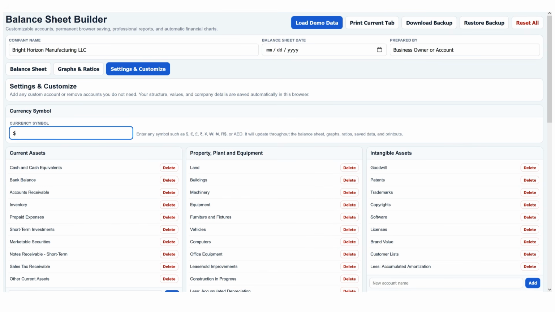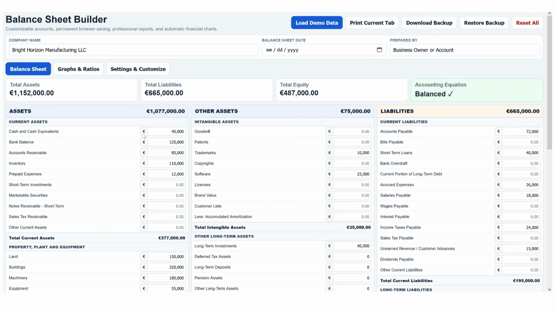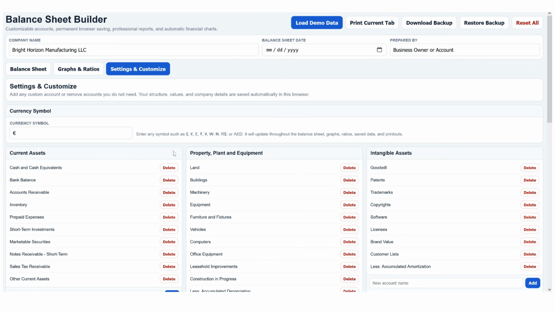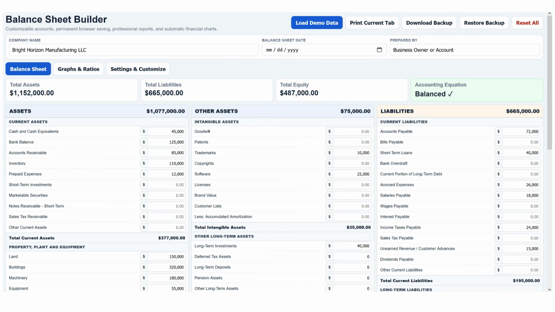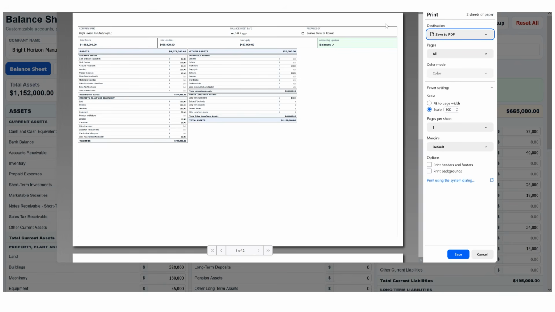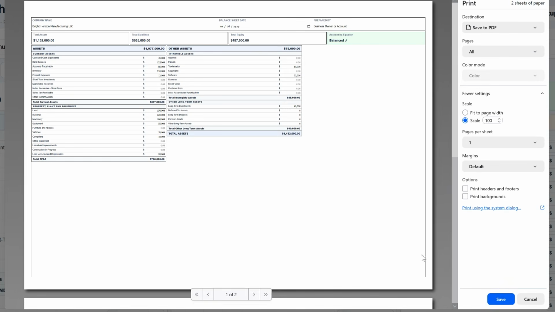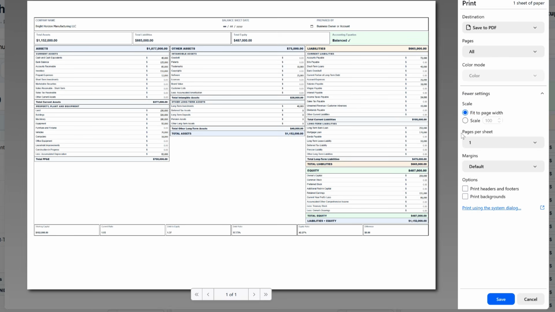Another useful feature is the currency symbol setting. Instead of rebuilding the application for every country, simply type your preferred currency symbol inside the Settings and Customize tab. Finally, once your balance sheet is complete, the application generates a professional print layout. The report is designed to produce clean, organized financial statements that can be shared with business partners, accountants, lenders, investors, or management teams.